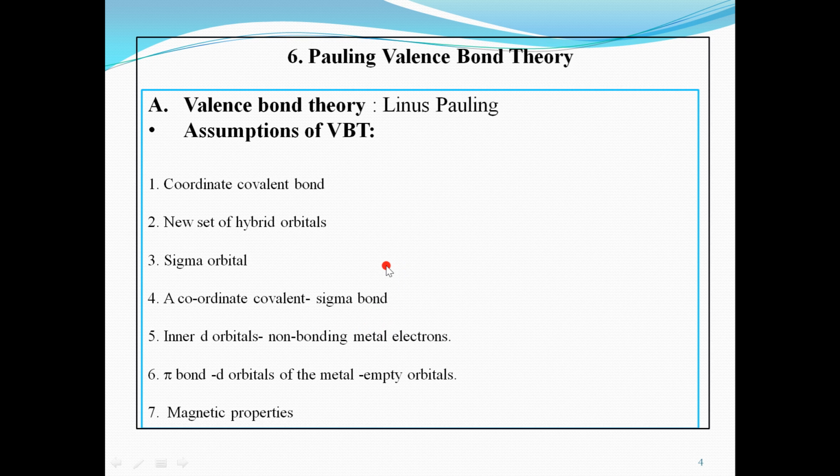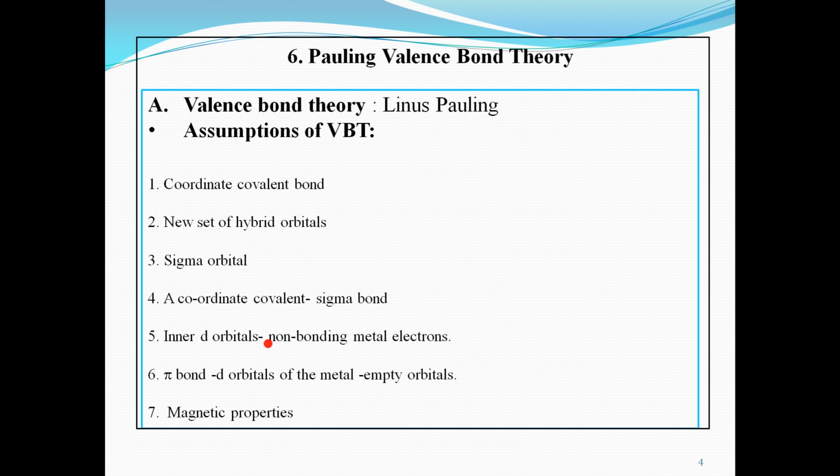The coordinate covalent bond has a considerable amount of polarity due to its mode of formation. The metal electrons that do not take part in the hybridization, in those particular orbitals, are called non-bonding metal electrons. As we have already seen in the previous theories, those electrons do not take part in bonding, and they are called non-bonding electrons.